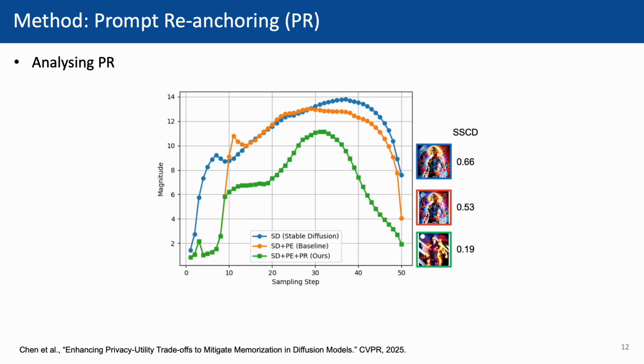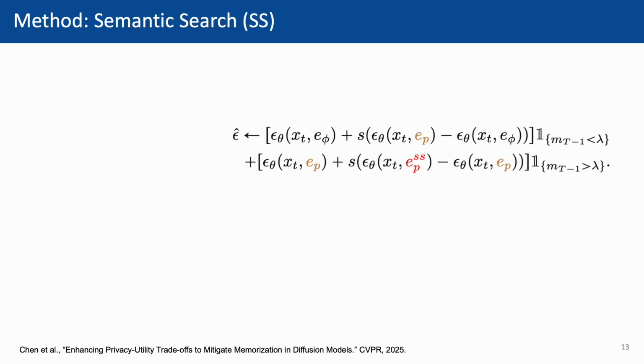In contrast, the green line uses our proposed PR strategy. So PR continuously diverts the generation away from the initially identified memorized condition throughout the entire inference trajectory. The effectiveness is evidenced both qualitatively from the final image appearance and quantitatively from the similarity score shown in the figure. Let's now look at our second strategy, semantic search or SS.